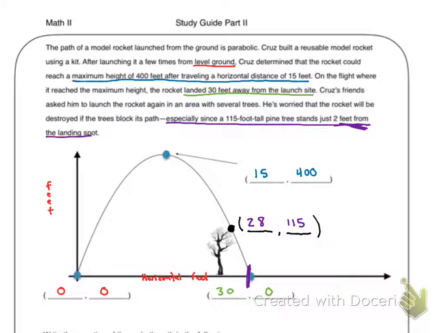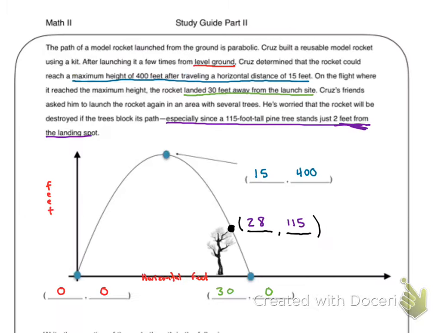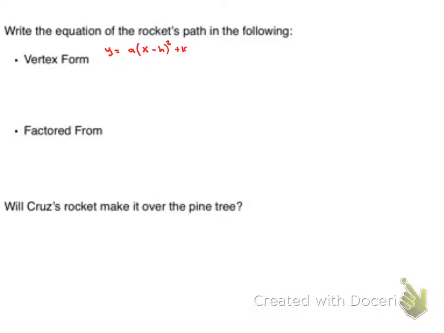Okay, so now let's go on to answering our questions. Write an equation of the rocket's path in vertex form. Hopefully you guys have this memorized, or at least know where to look for it by now. y equals a times (x minus h) squared plus k. Remember that we need the vertex for vertex form. So let's go ahead and write the vertex down. For the vertex, we're looking at 15, 400.